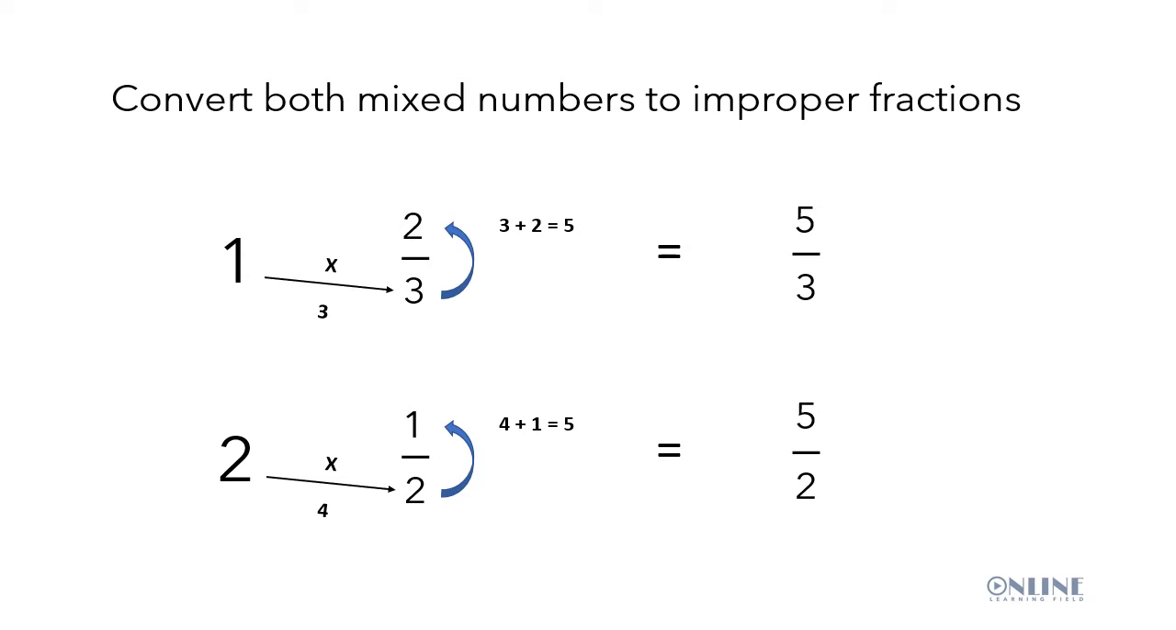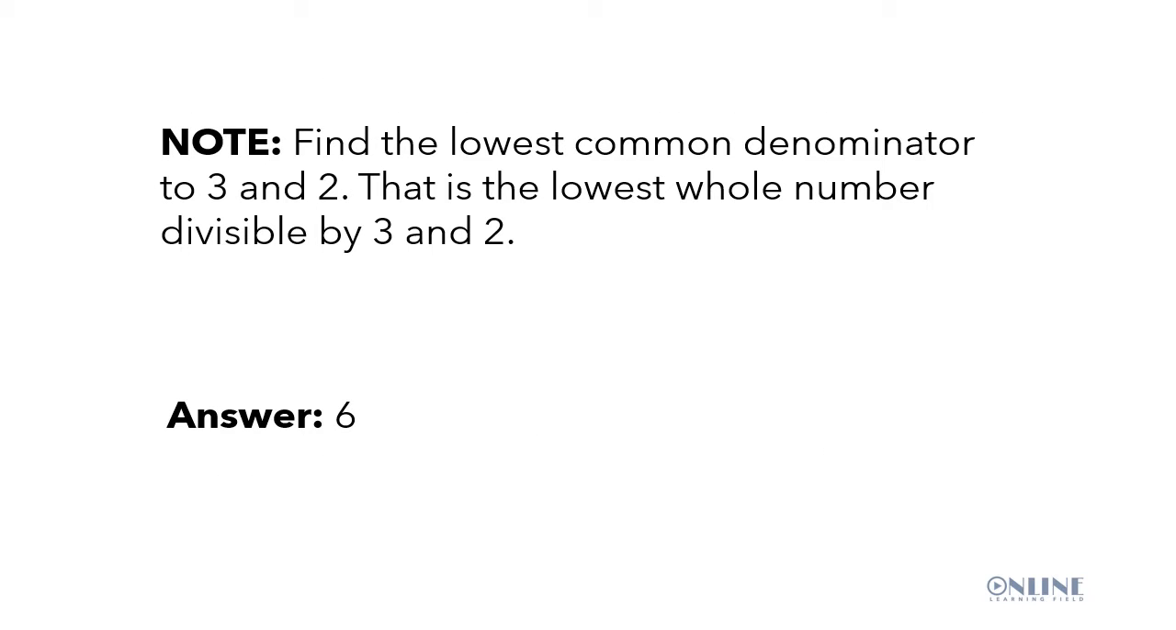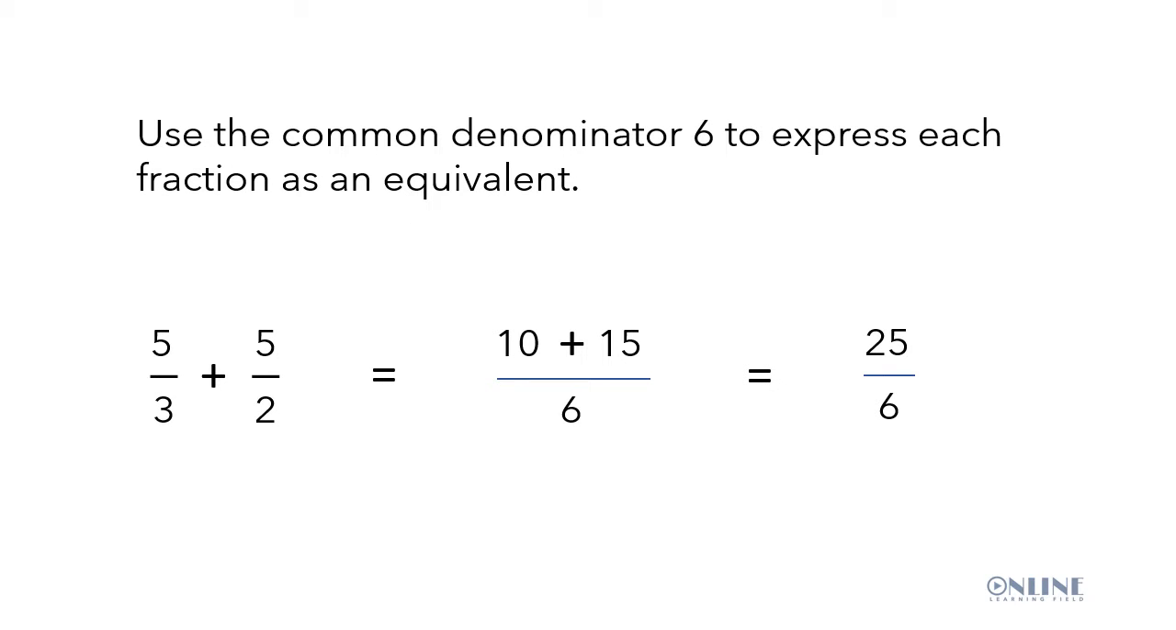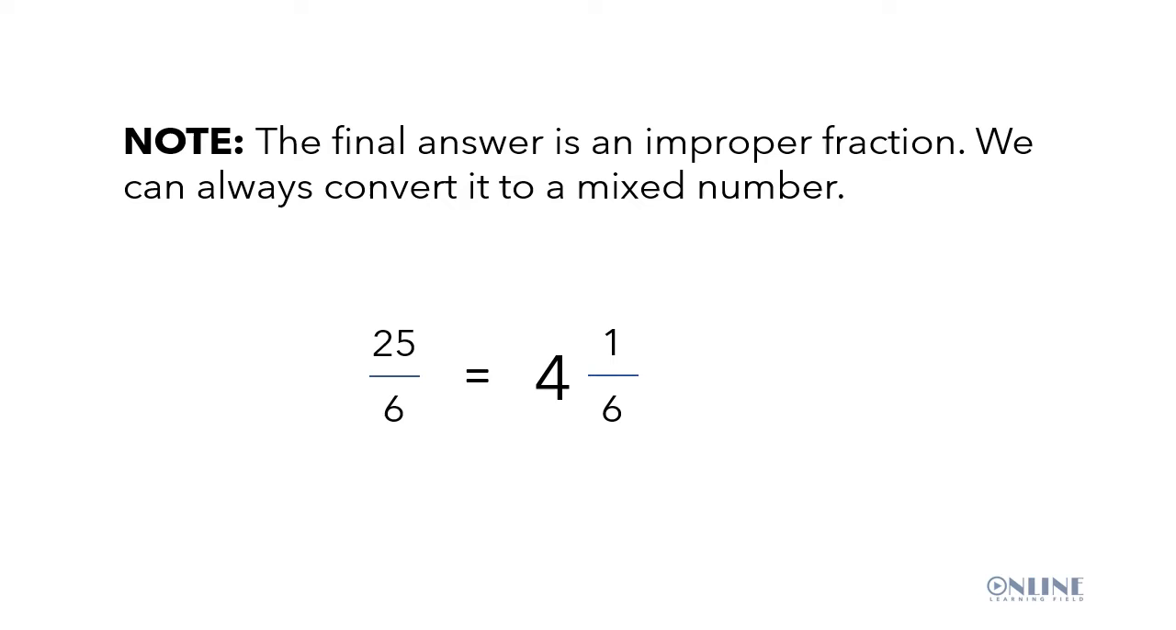To add up 5/3 and 5/2, we need to find the lowest common denominator divisible by 3 and 2. That number is 6. Using 6 as the common denominator and the same addition method we used in other examples, 5/3 plus 5/2 will give 25/6. The final answer is an improper fraction.